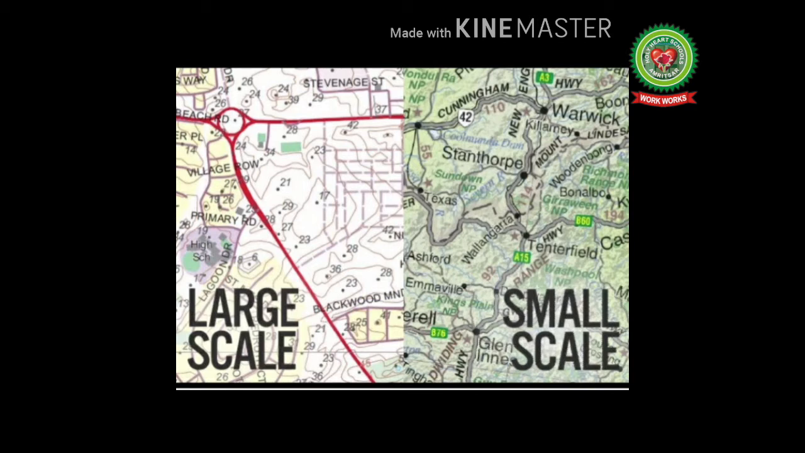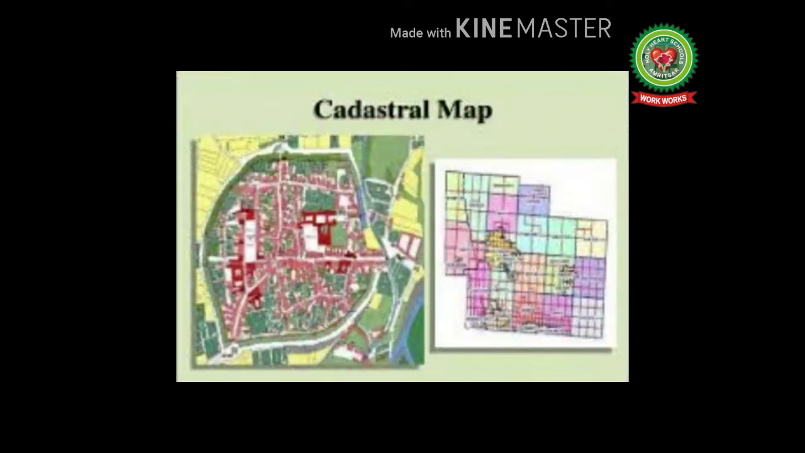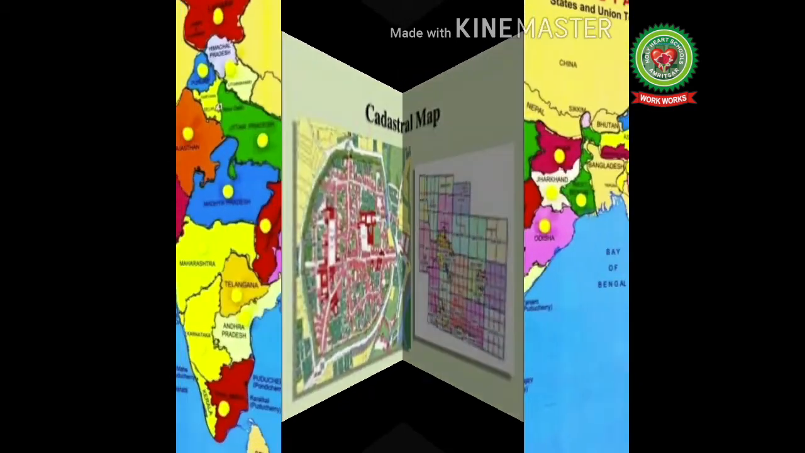In another classification according to scale, there are three types of maps. Number one is the cadastral map. The term cadastral has been derived from the French word cadastre, meaning a register of territorial property. The next type is atlas and wall maps. The atlas maps are small scale maps.